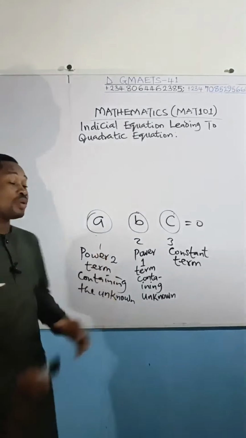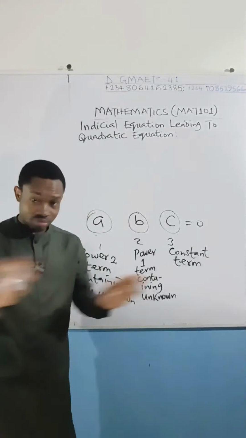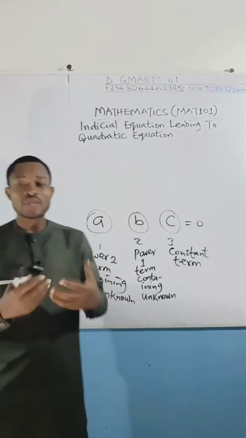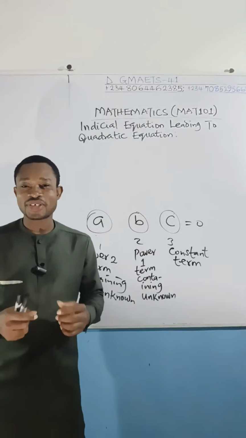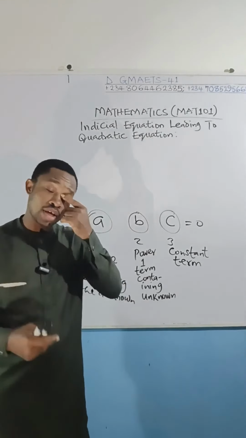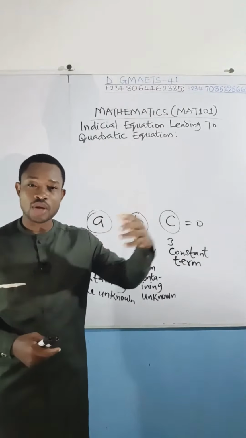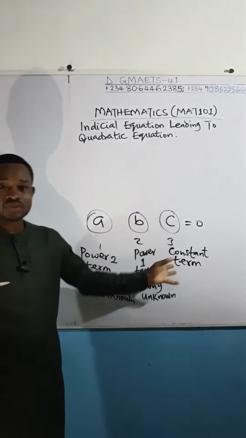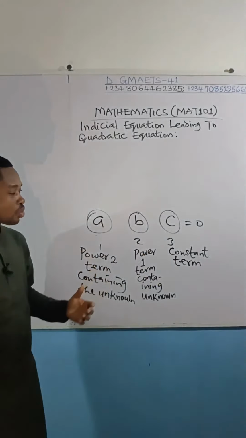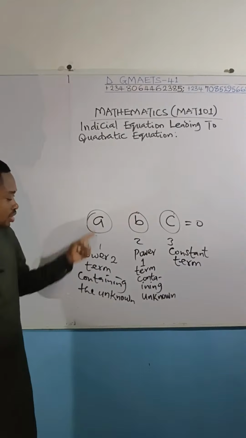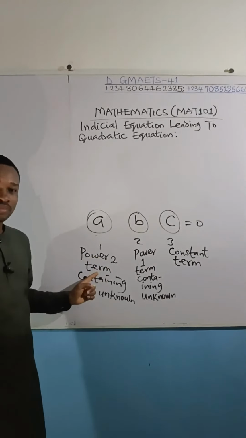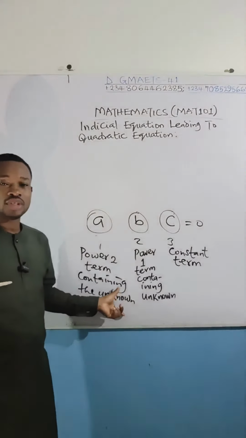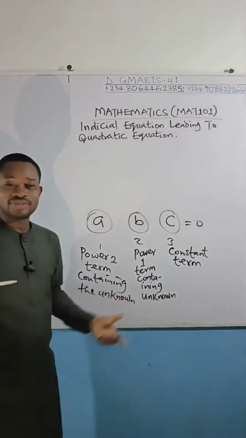So generally, as you see on the board, we have 3 terms in that equation. A proper quadratic equation is one that contains 3 terms, right? A trinomial: the power 2 term, the power 1 term, and then the constant term. So this is how you are going to see questions on indicial equation that lead to quadratic equation. This term is the power 2 term, but the power 2 term will contain the unknown.